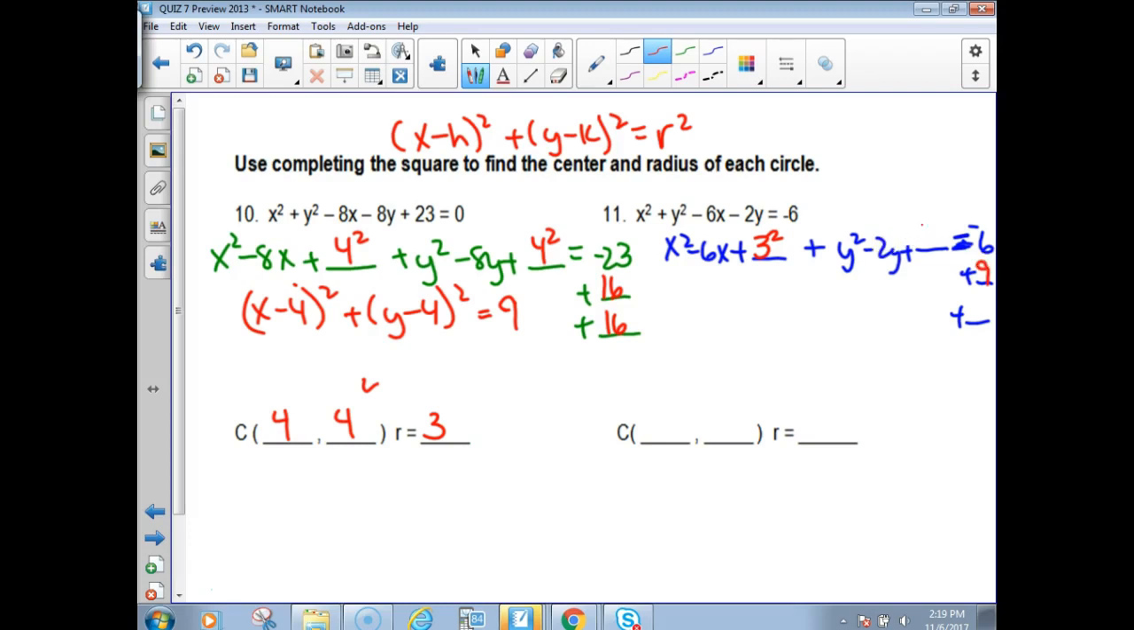Half of 2 is 1. 1 squared goes in that blank, which is 1. Factor it. And then simplify the right. Negative 6 plus 9 is 3, and 3 plus 1 is 4. So now I see the center is 3, 1. Yep. And square root of 4 is 2 for my radius. Is everybody good? Or does anybody still need this page?